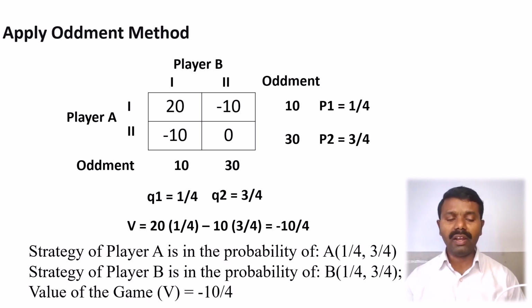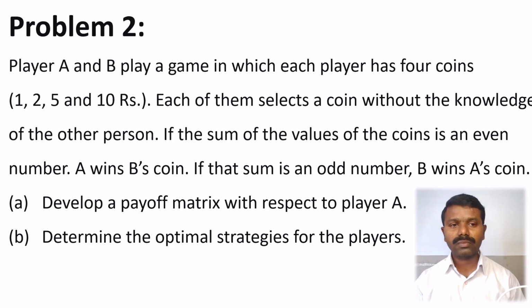So finally we can say the strategy of player A is in the probability of A: 1 by 4, 3 by 4, and the strategy of player B is in the probability of B: 1 by 4, 3 by 4. The value of the game is minus 10 by 4. So this is how we will be solving the problem. Let us go to the next problem.